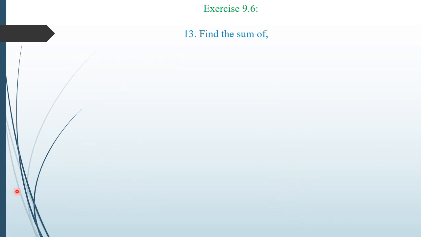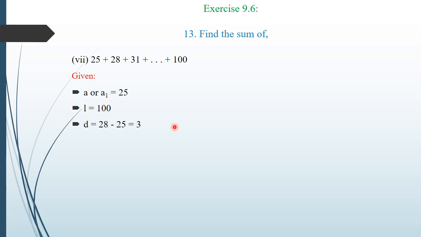Now, coming to the last question of this video, question number 7, which says find the sum of 25, 28, 31 and so on up to 100. Even this question is exactly the same as all 6 previous questions. Same way we are going to solve this. Note down the given data, that is first term as 25, last term as 100. Common difference as second term minus first term, which gives me 28 minus 25 equal to 3.